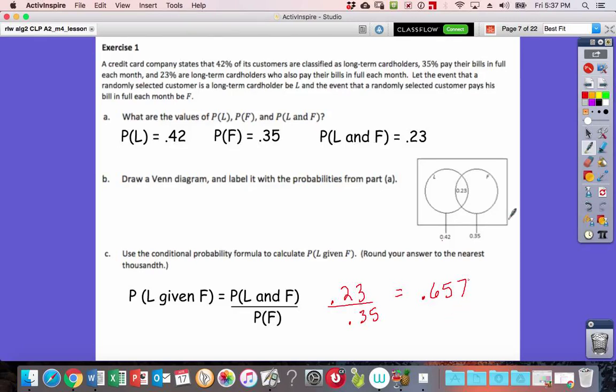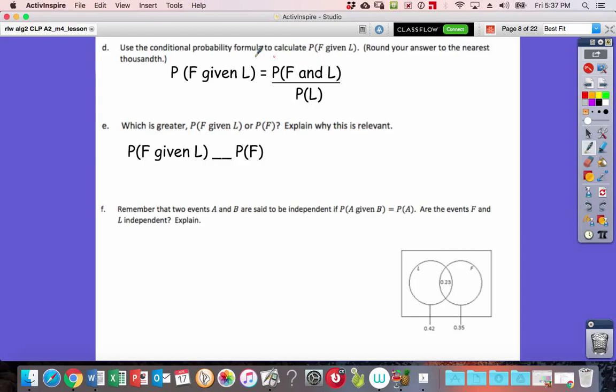Okay. Now, let's do the probability of F given L. And we're going to use the formula. And I left the Venn diagram down here. The probability of F and L we knew was 0.23. And the probability of L was 0.42. That is equal to 0.548. So F given L is 0.548.